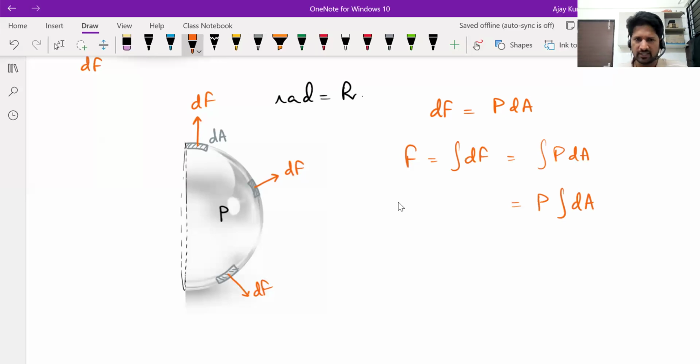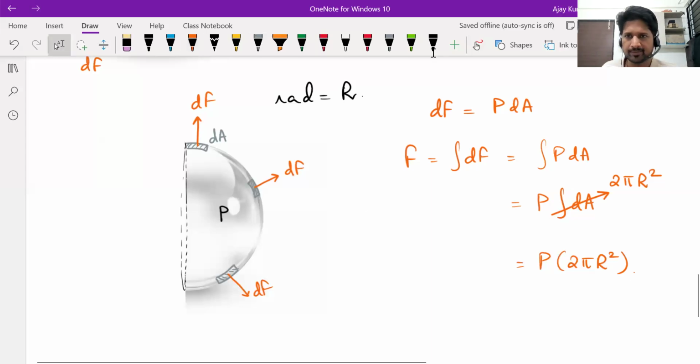dA is a small patch of area on this hemisphere. Integrating all the small patches of area would become the total area of the hemisphere. Area of a sphere is 4 pi r square, hemisphere will be 2 pi r square. Then the total force acting on the hemisphere should be P into 2 pi r square. Do you all agree with this, or is there something wrong in this? Think about it, I'll give you a minute. Is this the total force acting on the hemisphere due to pressure inside it? Okay, why do you think this is wrong, or there is something wrong in this?